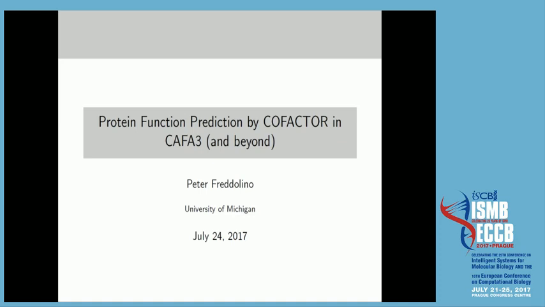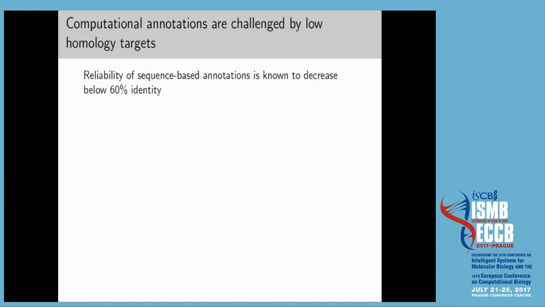I'm going to be talking about a collaboration between my lab and Yang Zhang's to do functional annotations this year for CAFA, and also the beyond part is what we can do to really bring these things into a useful form for experimentalists. I want to focus attention on one particular set of problems that you run into when we're trying to do functional annotations.